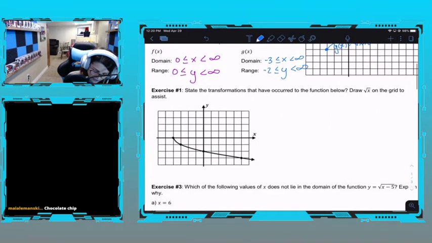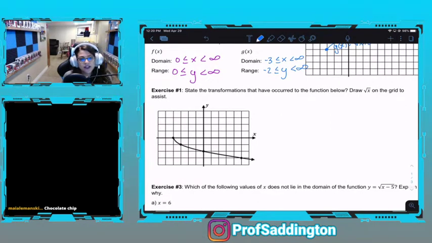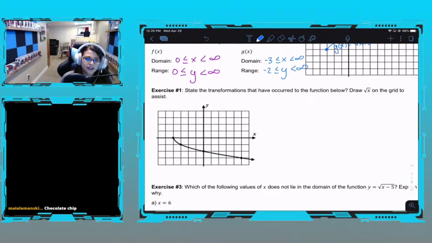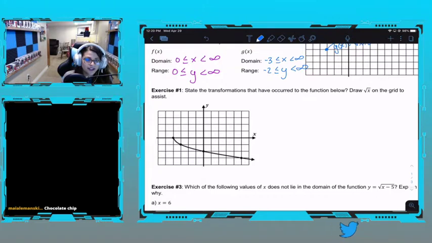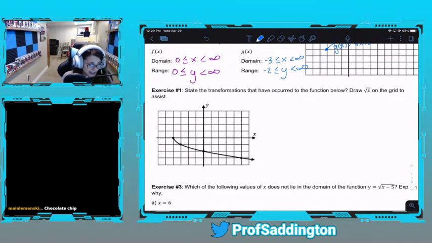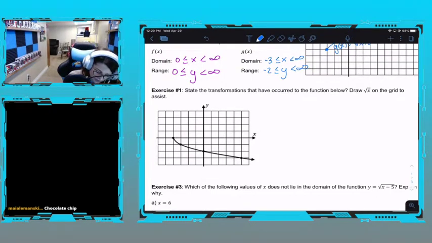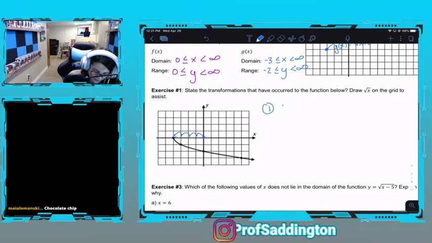Next, still connecting to what we did last unit, state the transformation that has occurred to the function below. So radical x is the parent function for square root functions. So what we can see is it looks like this has been reflected and shifted. So let's do the shifted first. So normally we would have started at the origin, but now we're hopping over 1, 2, 3, 4.